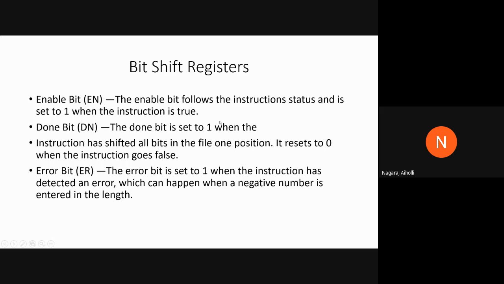Because the data has been loaded into the shift register, if we want to shift new data, the old data has to be unloaded and then the new data shifted inside. Error bit: the error bit is set to 1 when the instruction has written an error. If there is an error condition, that means the error bit is 1. Tell me friends, when will the error bit be 1? The error bit will be 1 if the data is a negative number. If the value that we are shifting is a negative number, the error bit or ER bit will be set to 1, right?